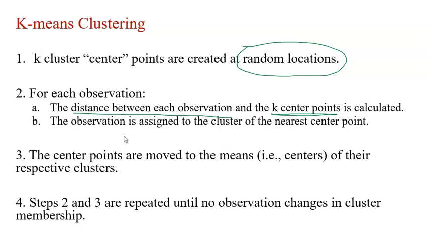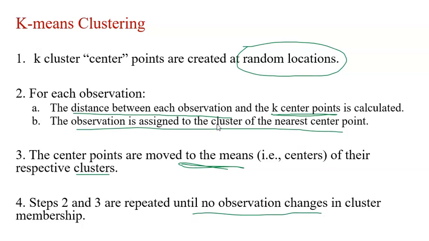So then the observation, right, is assigned to the cluster of the nearest center point. And it uses a distance measure, typically a Euclidean distance measure, which we have discussed before. It uses the Euclidean distance to find the distance between each observation and the k centers that it has randomly chosen. And so the next step it does is it moves the center points to the means of those clusters. And it keeps on repeating that until there are no changes in the cluster membership.